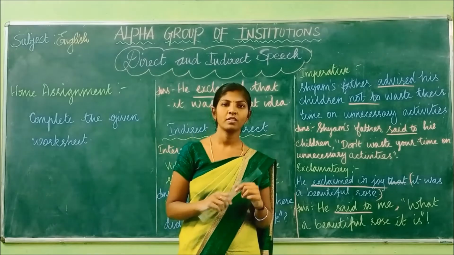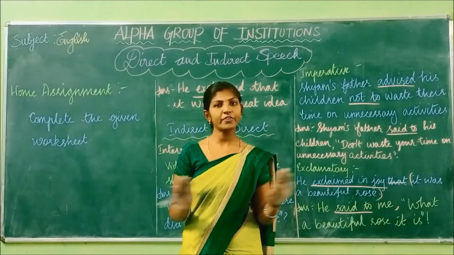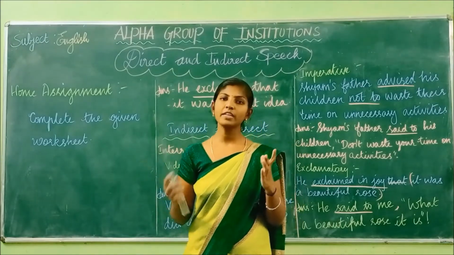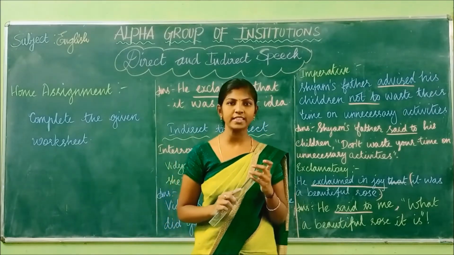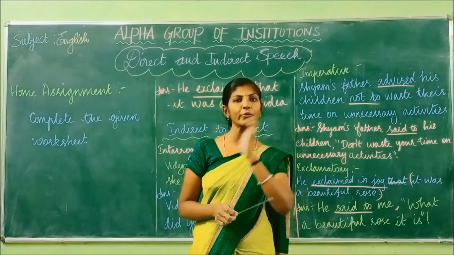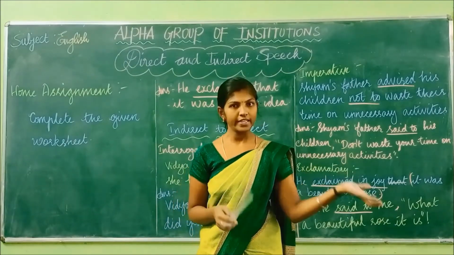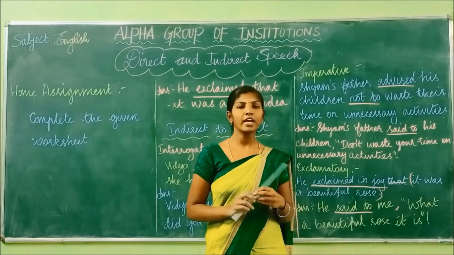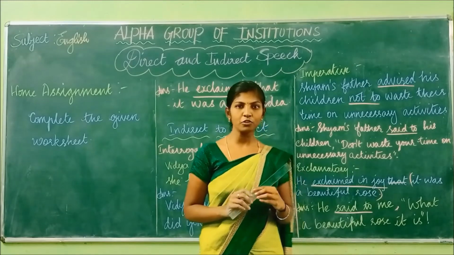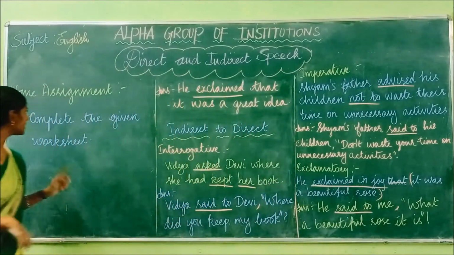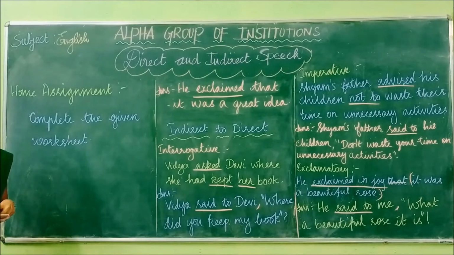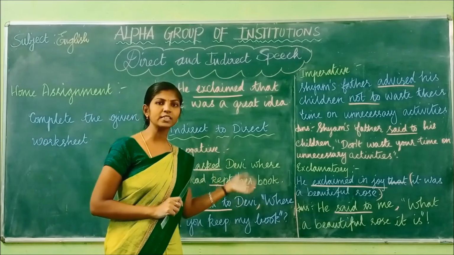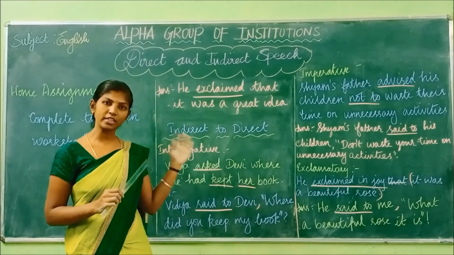Okay, children. So we have seen every type of sentence, that is declarative, interrogative, imperative and exclamatory sentences, changing from direct to indirect and also from indirect to direct. I hope you are clear with all the 4 types of sentences, and I will be sending you the worksheet in the group. So your home assignment is to complete the given worksheet by following the instructions that we have given you in these 2 classes.